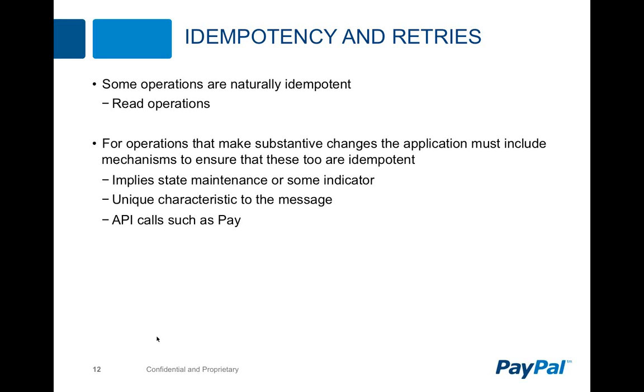Same thing with the cart example. Like if somebody is saying, okay, buy this, the app may not figure out that you might have processed the request, but then you might end up getting the same request again. So you have to maintain some kind of state or some kind of unique characteristic to that message to make sure you are idempotent.